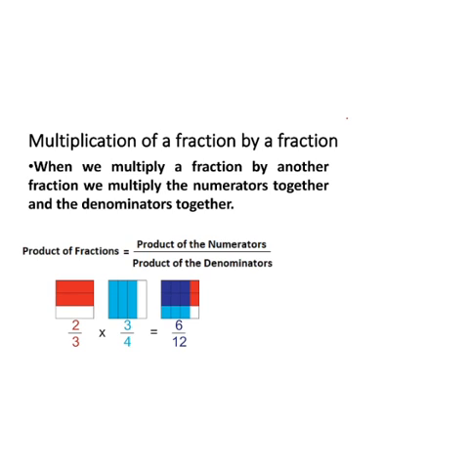When we multiply a fraction by another fraction, we multiply the numerators together and the denominators together. That is, the product of fractions is equal to the product of the numerators divided by the product of the denominators.